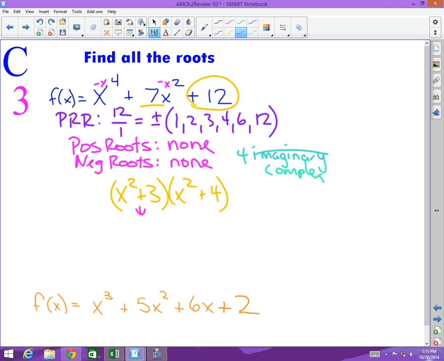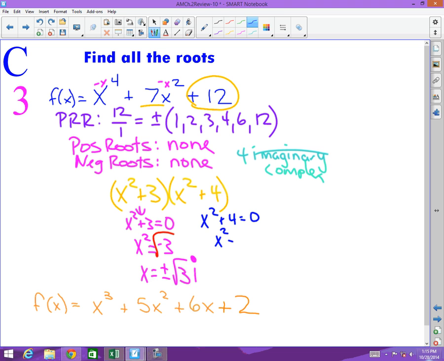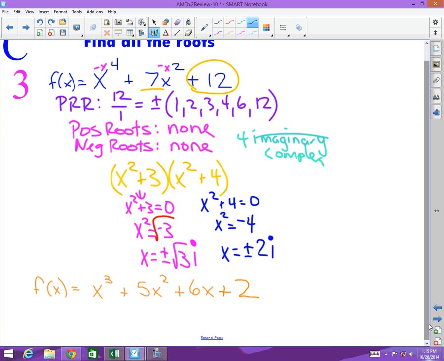And then in this case, if you set that equal to 0, you'd have x squared plus 3 equals 0. Subtract 3 to get x squared equals negative 3. Take the square root, and x equals plus and minus the square root of 3 times i, because the square root of a negative 3 is something with an i. Doing this one, same thing, you'd have x squared equals negative 4, and the square root of a negative 4 is x equals plus and minus 2i. And then you are done. And there's 2 roots and 4 roots.